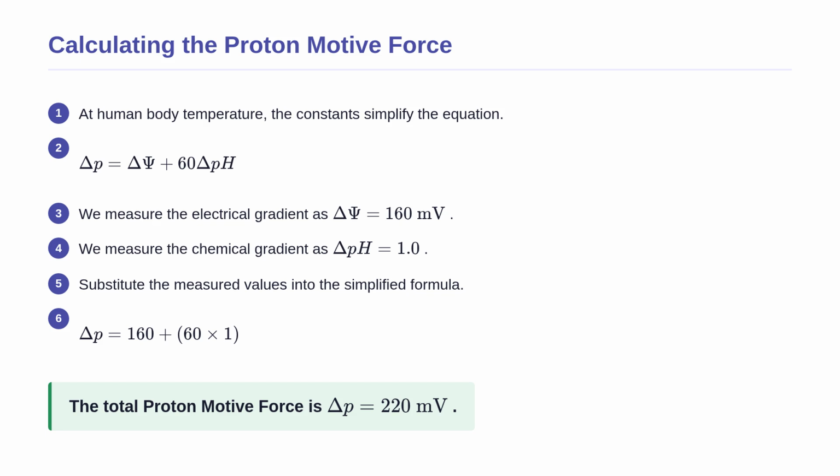Multiplying 60 by 1 gives us 60 millivolts for the chemical pressure. Adding this to the 160 millivolts of electrical pressure gives us a final answer of 220 millivolts. This massive force is what violently spins the ATP synthase turbine.